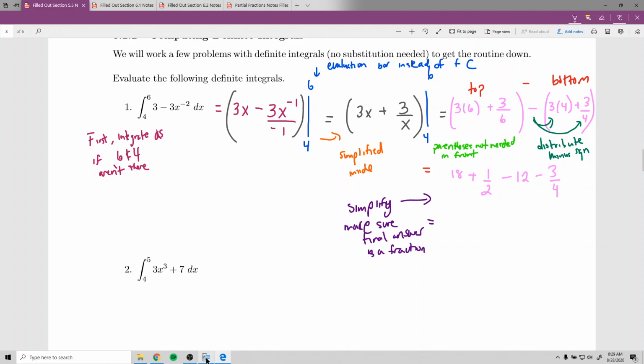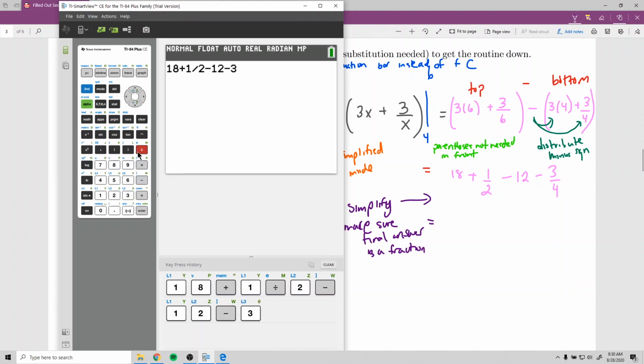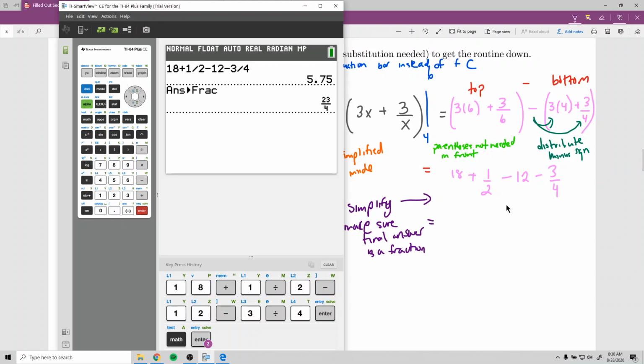Okay. Now this one wouldn't be too hard to do by hand, but the reason I say just use your calculator if you want for this one is these problems especially, as these numbers can get quite messy, because when you do the power rule, that whole having to divide by the new power creates a lot of fractions. So typically it's just easier to type it in your calculator. So we got 18 plus 1/2 minus 12 minus 3 divided by 4. And then to change it to a fraction, hit math, frac, and we get 23 over 4.